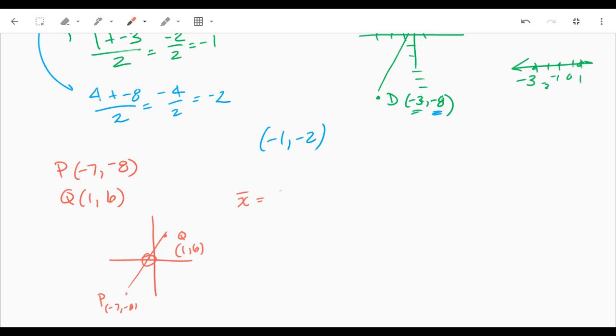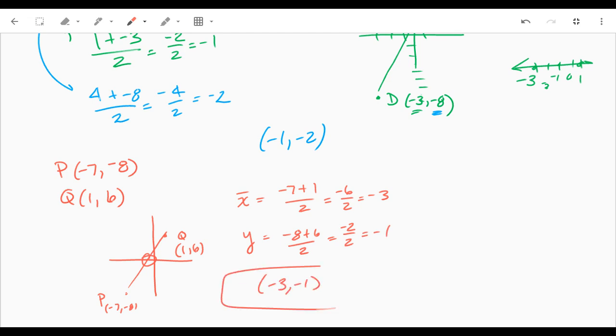Okay, so negative 7 plus 1 over 2. So we'll have negative 6 over 2, which is negative 3. And then the average of the y's, negative 8 plus 6 over 2. So negative 2 over 2, so negative 1. So your answer would be negative 3, negative 1. And that is it. Nice, easy ones for you guys.